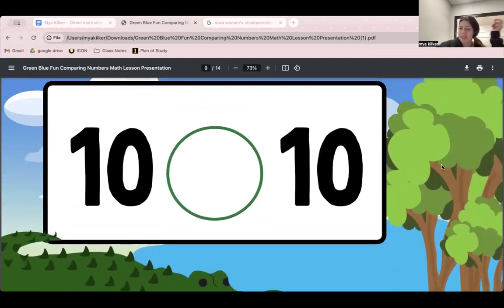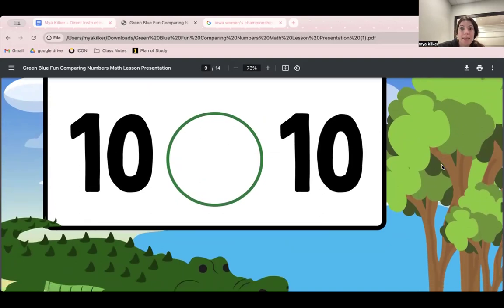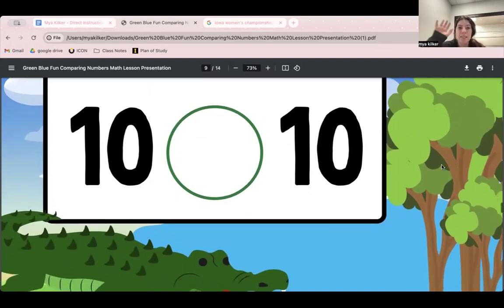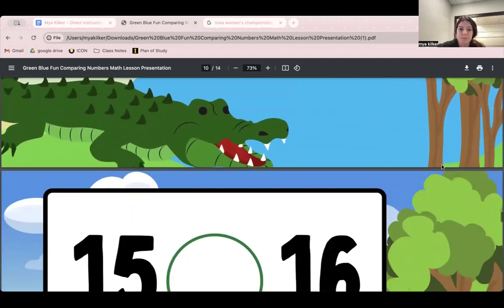For this one is double digit, or it's 2 digits. So we're going to look at the tens place first, and we're comparing a 1 and a 1. Same number, so we would move on to the next place value, which is the ones. It's also a 0 and a 0, which are also the same. So this one is an example of equal to. 10 is equal to 10. If you have 10 dogs and somebody has 10 chickens, you still have the same amount of animals.